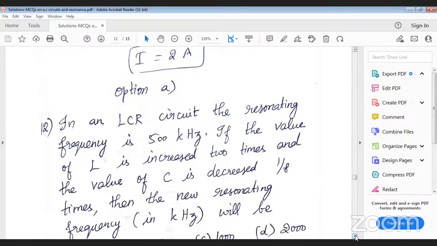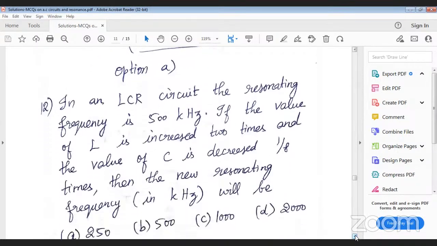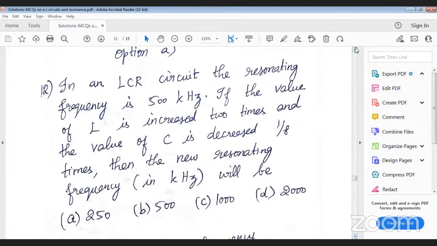In question number 12, in an LCR circuit, the resonating frequency is 500 kilohertz. If the value of L is increased 2 times and the value of C is decreased 1 by 8 times, then the new resonating frequency in kilohertz will be. So they have given you an LCR circuit and the resonating frequency 500 kilohertz. Now they are changing the values of L and C, and they are asking us to find out the new resonating frequency.